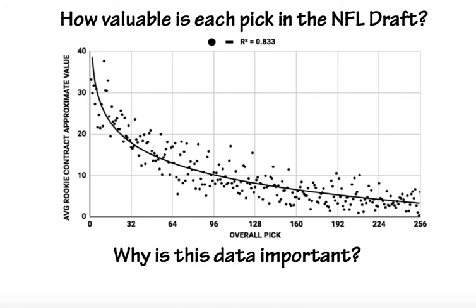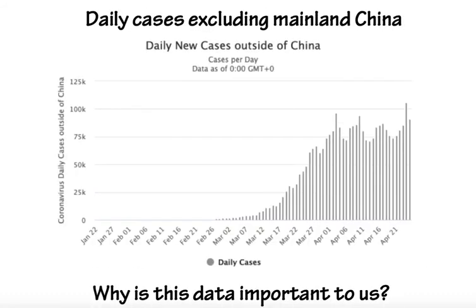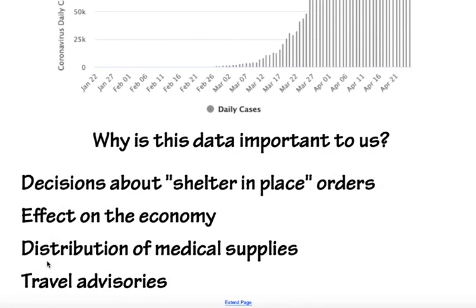Something else that you were asked to analyze in the opener was this graph. So this graph actually represents the daily cases of the coronavirus excluding mainland China. So everything outside of China, this is how the cases grew. So this data is important to us because it helps our government leaders decide about the shelter-in-place orders. How long do we need to be quarantined? When is it safe to allow businesses to reopen?